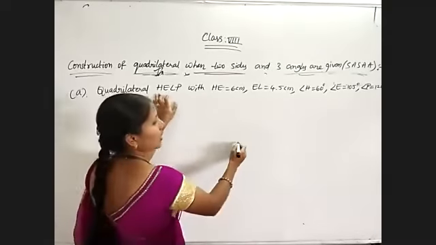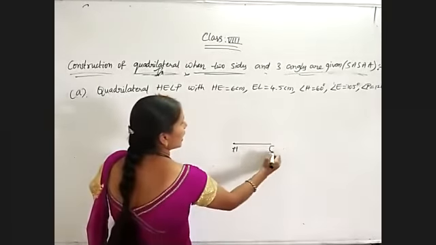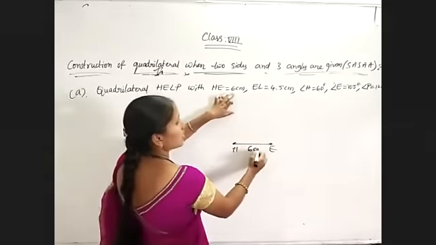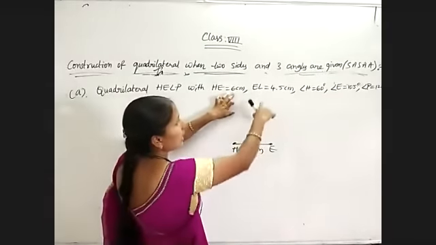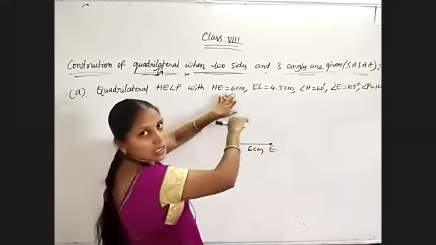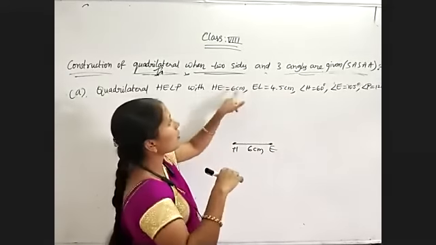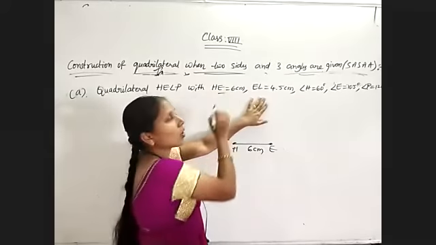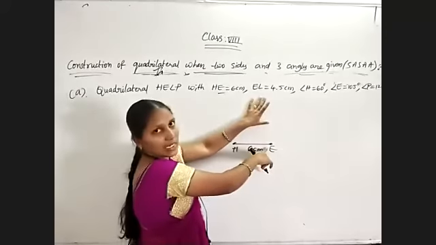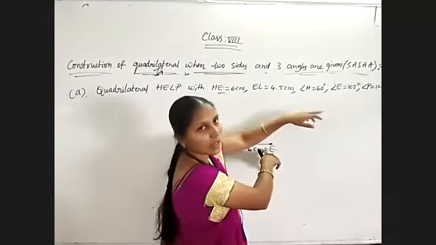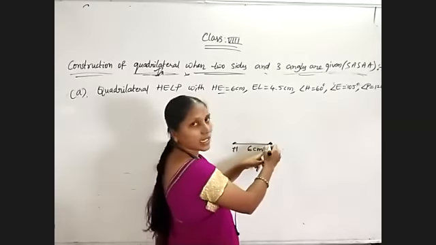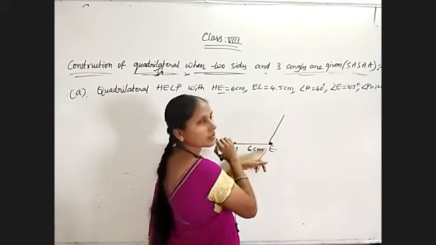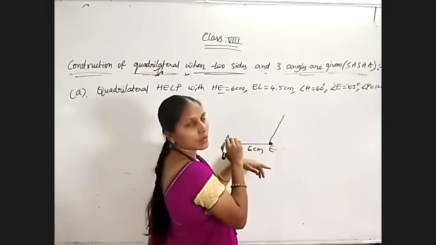What is the quadrilateral? HELP. So take any of the bases, HE. HE is given as 6 centimeters. Now EL, we have HEL. So what is the included angle between HE and EL? Angle E only. So first construct the angle E. Angle E is equal to 105 degrees. So place the protractor here. 105 is an obtuse angle. Compulsorily we will get it like this, more than 90 degrees, 105.